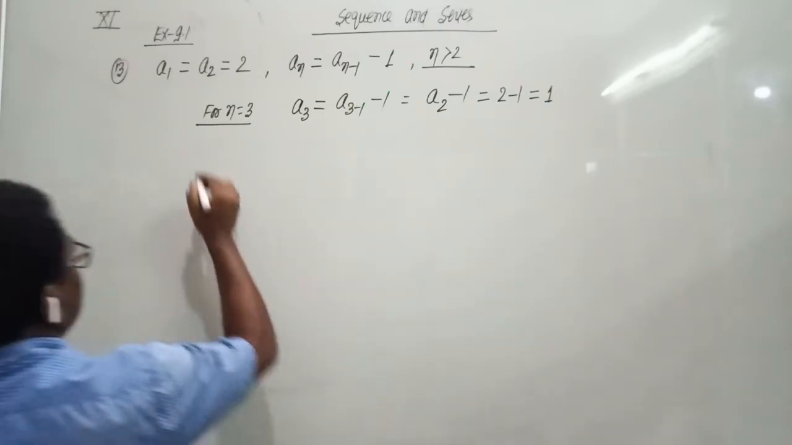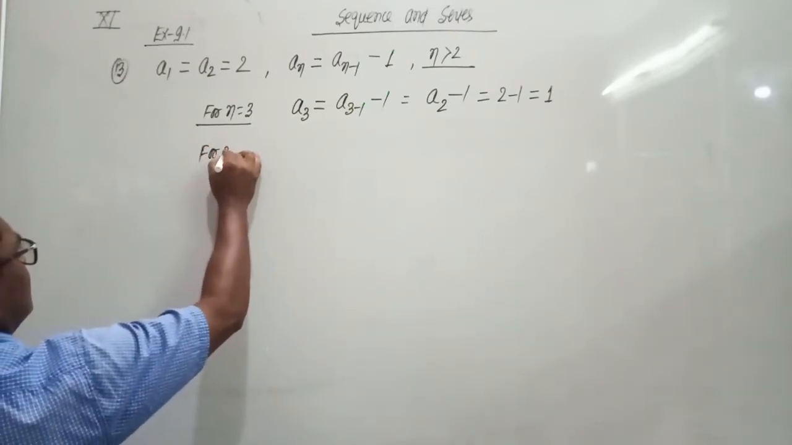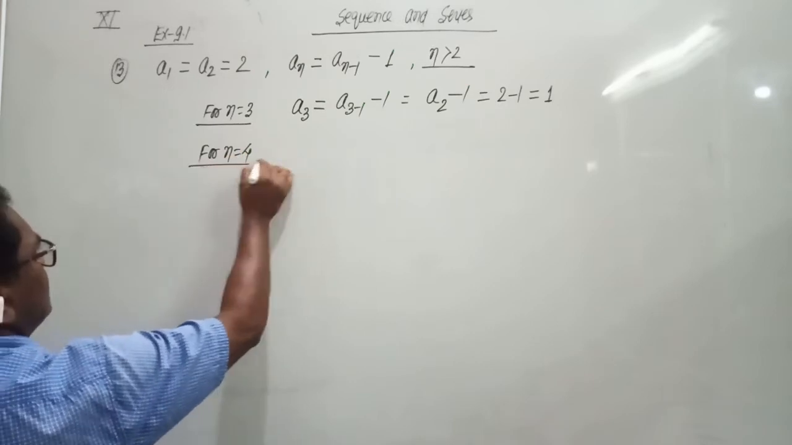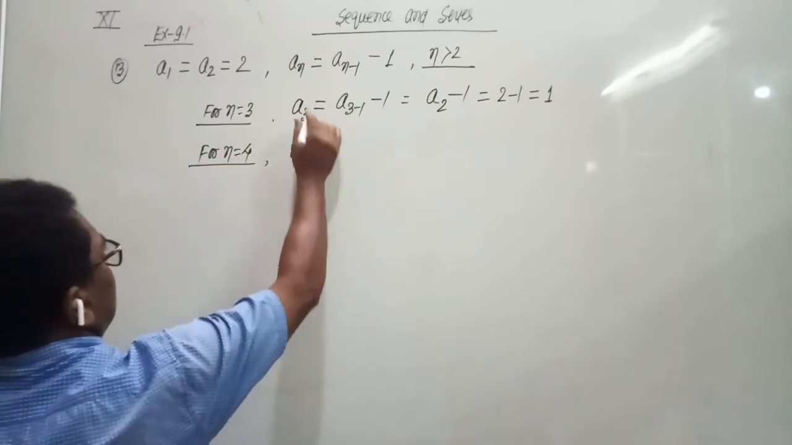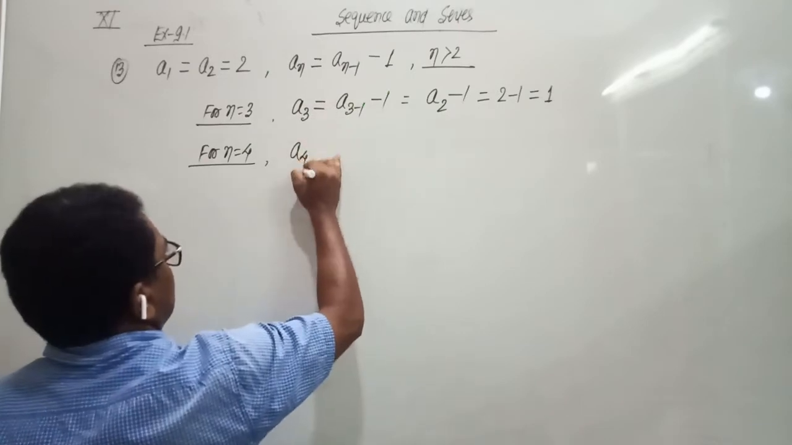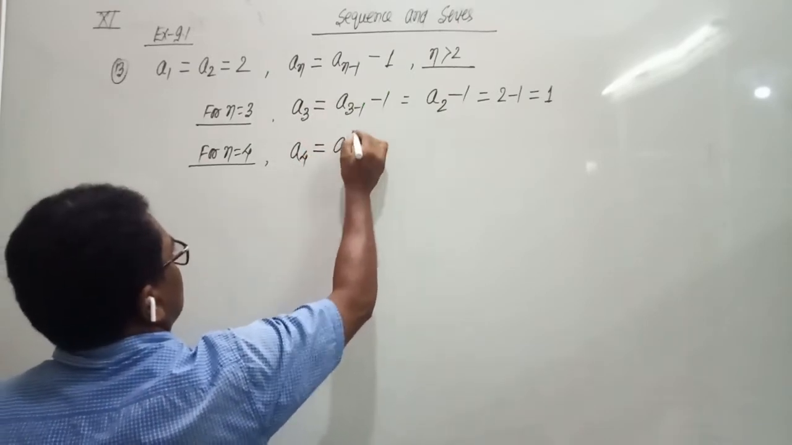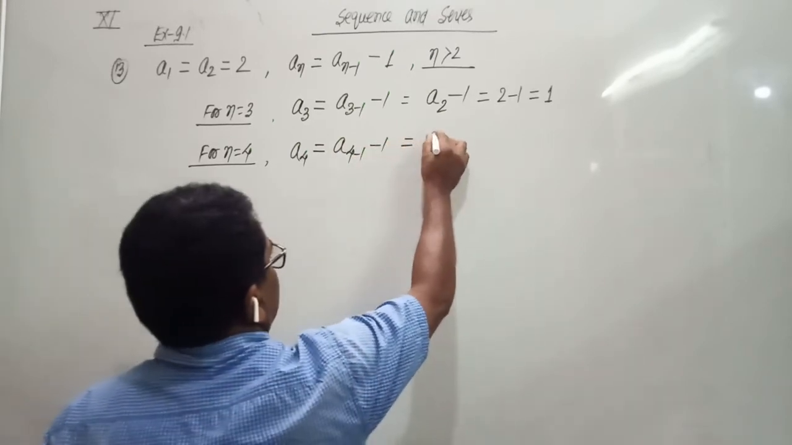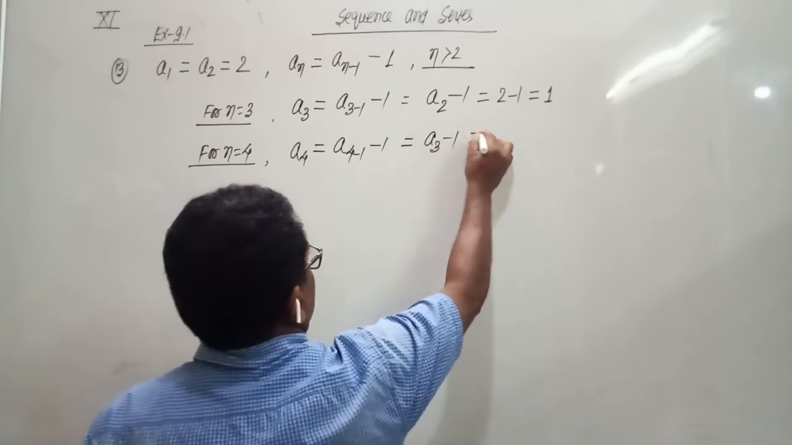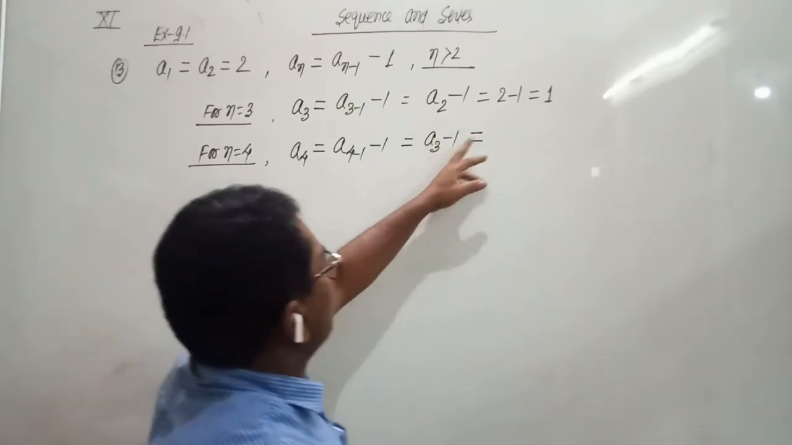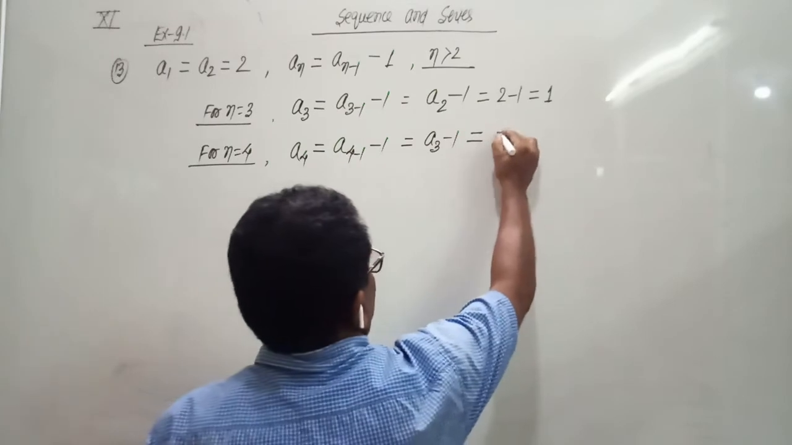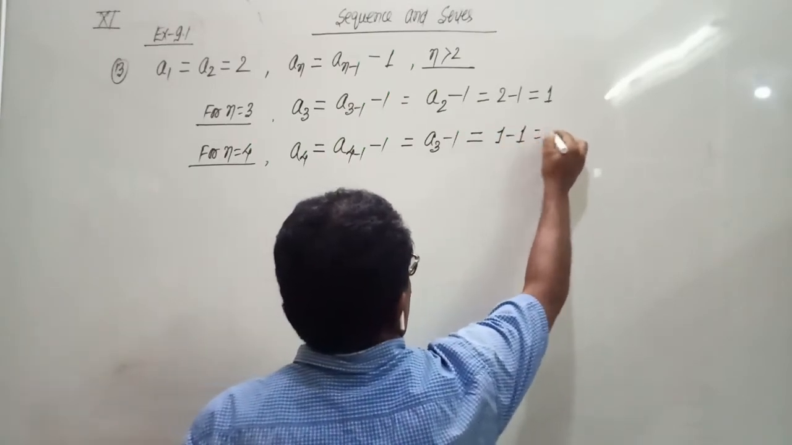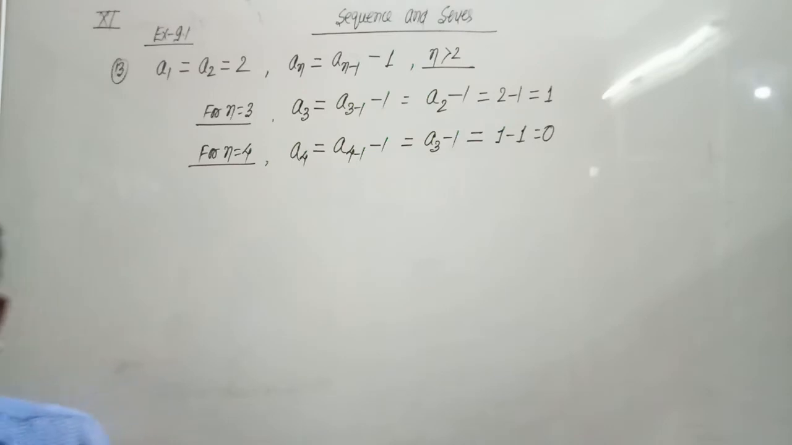Now we put n equals 4 in this expression. So a4 equals a(4 minus 1) minus 1, that is a3 minus 1. The value of a3 we have calculated is 1, so 1 minus 1 is 0. So we get a4 equals 0 and a3 equals 1.